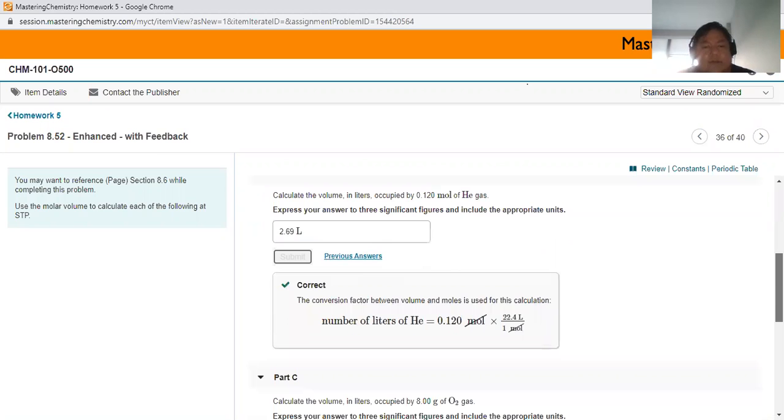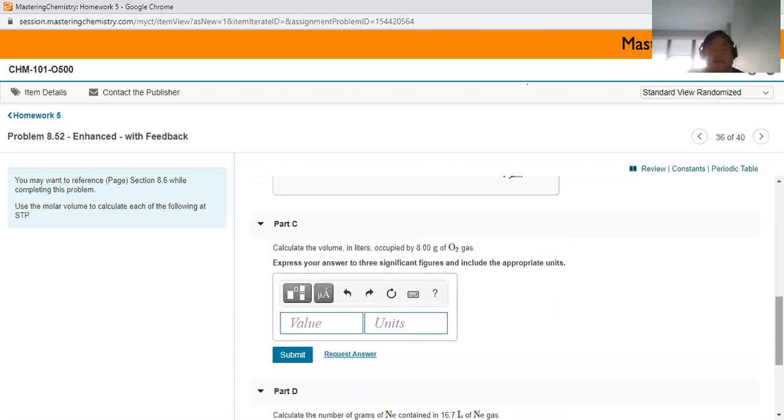All right, so let's go to part C. It says calculate the volume in liters occupied by 8 grams of O2 gas. If you remember what we just talked about in question 34, we have to make sure that we convert from grams to mole. If we don't do that, we can't do this problem because Avogadro's law deals with mole. So we're going to do that first.